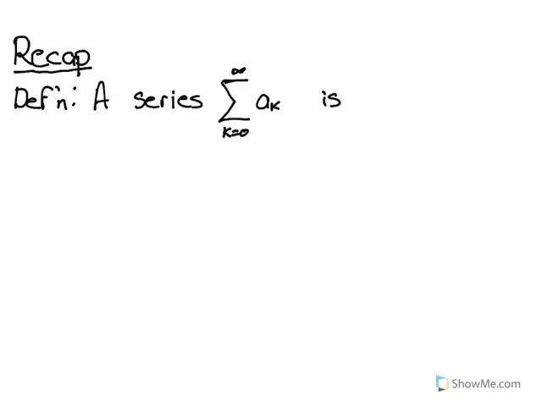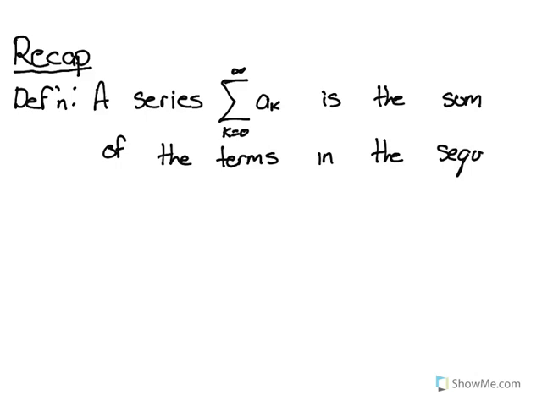So we started talking about series, and the definition of a series is a formal sum. A series from k equals 0 to infinity of ak is the sum of the terms in the sequence ak, right?